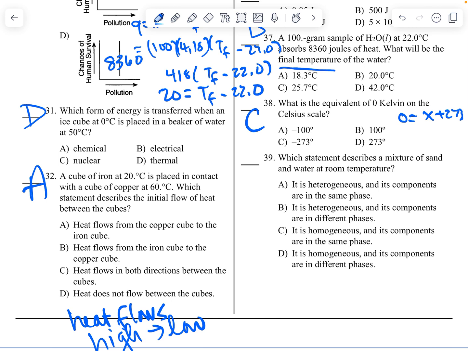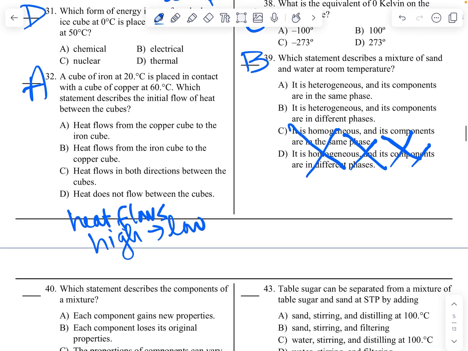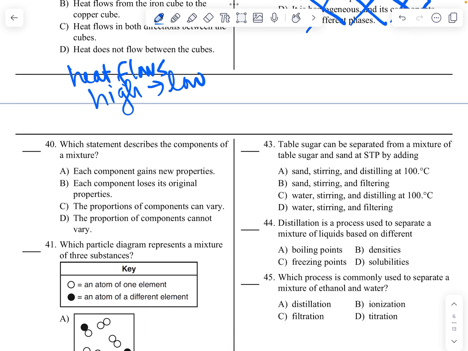Oh gosh, this again. A mixture of sand and water at room temperature. So sand and water, you'll see the differences. It would be heterogeneous. The components are in the same phase or different phases? No, they would be different phases because the sand is still a solid. It does not dissolve in water. Water is liquid.